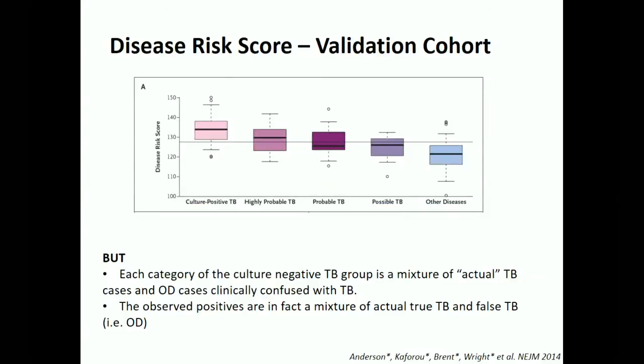And when we applied our signature to those groups, we saw a really nice gradient that matched the clinical prediction of the patients having TB. But then we struggled quite a lot to identify the right way to calculate sensitivity in those groups, because each of those categories is not really culture-confirmed, not really TB. So in each of those categories, we have a mixture of actual TB cases and other disease cases that can be clinically confused with TB.